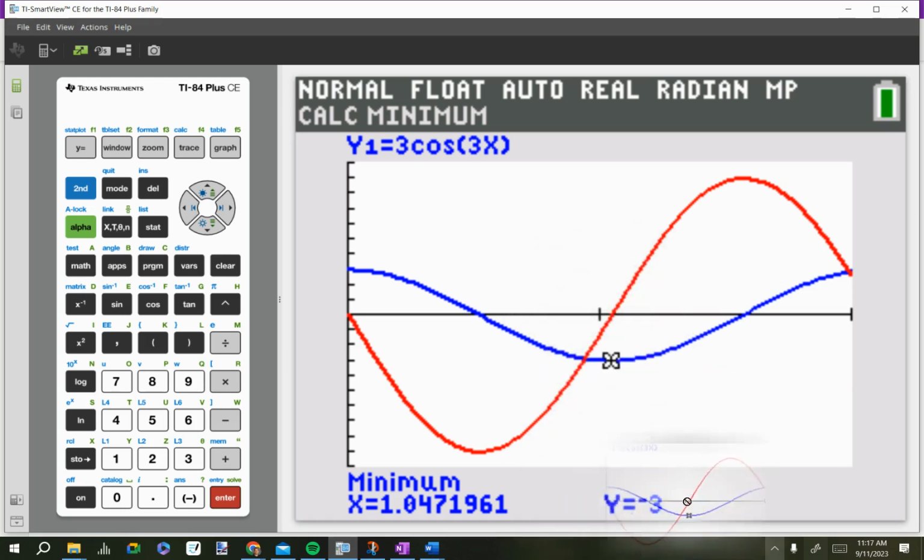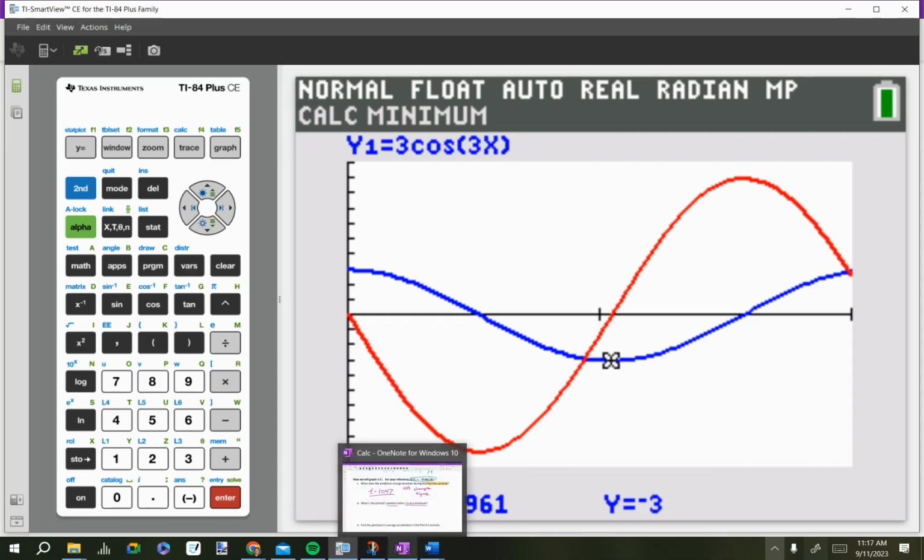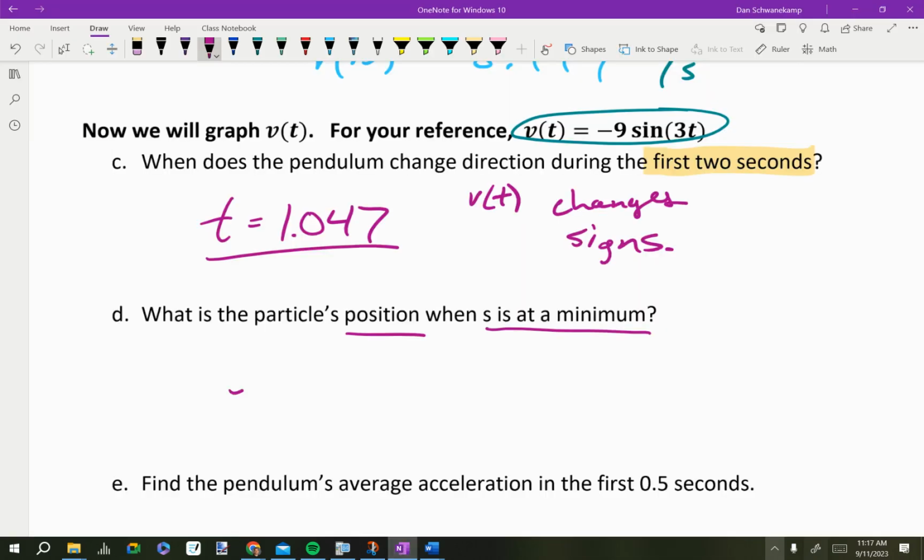What is it? That's our y value. It's -3. Okay? So what did I do? I found S at 1.047. I found what is the position at that spot. And what was it? It was -3. That would be -3 feet because it's the particle's position.